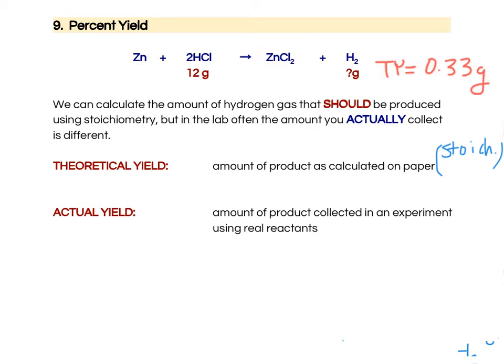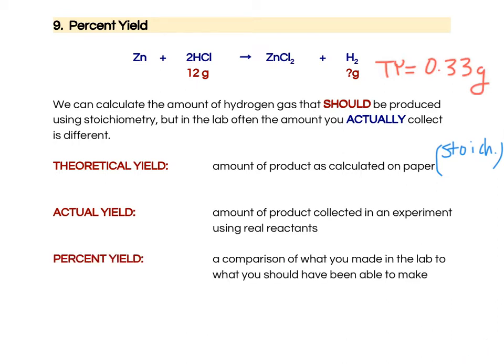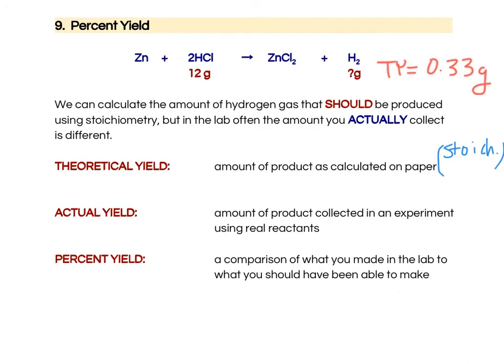And so often it's useful for scientists to compare our actual yield to a theoretical yield by means of something we call the percent yield. Okay, so a percent yield is a comparison of what you made in the lab to what you should have been able to make. And most people in society are very familiar with the concept of percent. And so percent yield is an easy way for us to make some conclusions about how well the lab was conducted.